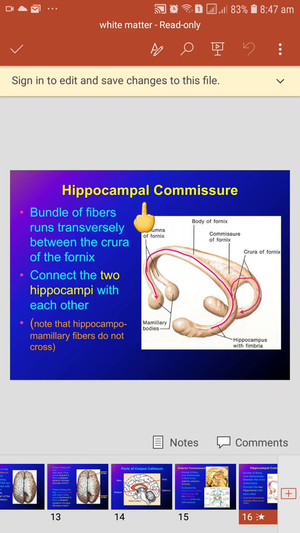Then we have the hippocampal commissure, the third type of commissural fibers. These are the bundles of fibers which run transversely between the crura of the fornix. This is the hippocampus with the fimbria. These are the crura of the fornix, and these are the fibers running transversely between the crura of the fornix. These form the hippocampal commissure. They connect the two hippocampi with each other. Note that the hippomammillary fibers do not cross.